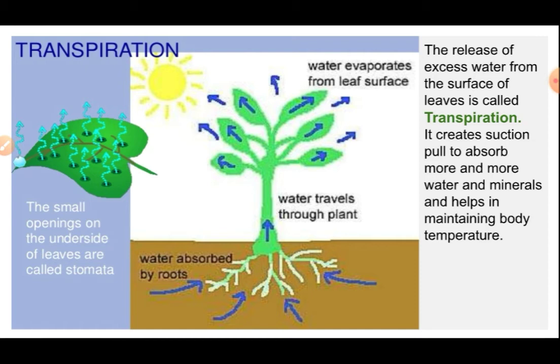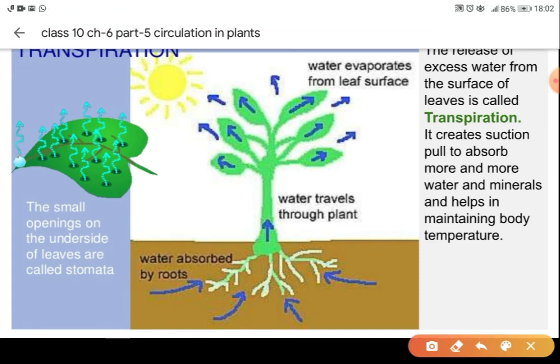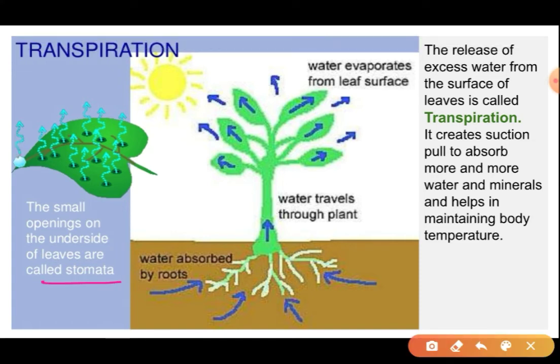Now the next part is transpiration. What is transpiration? The small openings on the underside of the leaf are called stomata, and through these stomata the excess water is evaporated. So this loss of water is called transpiration.